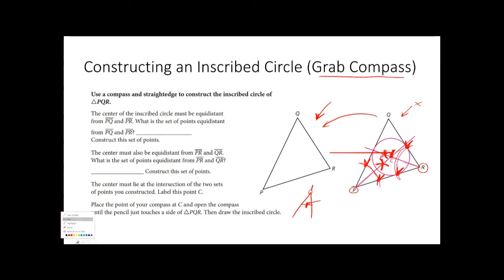And then, lastly, you finally put the pointy part right there. Oops, sorry. Right at your incenter. And then you're going to be able to draw that circle that you need. Okay? That inscribed circle.